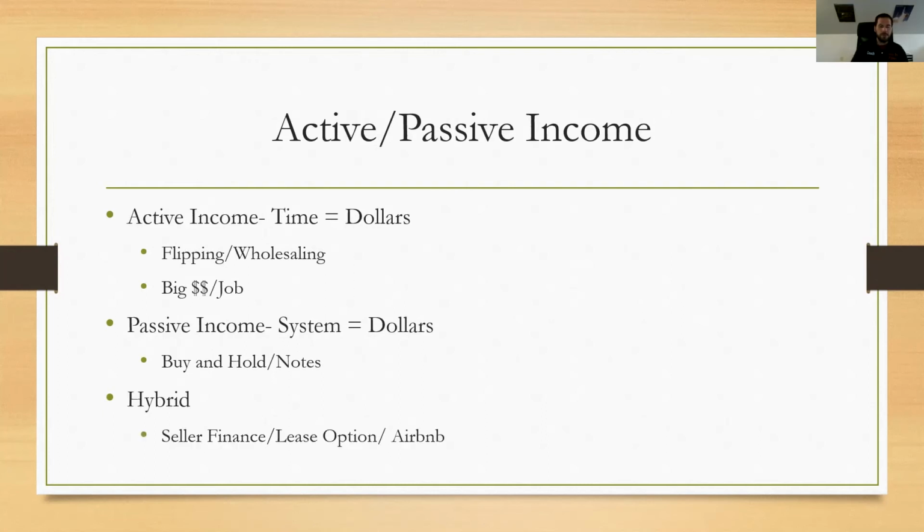Hybrids. This is kind of like the primary colors mixing together and creating some secondary colors here. So seller finance, that would be a hybrid. A lease option would be a hybrid, and Airbnb would be a hybrid of the two. Airbnb is like a buy and hold, but your turnover is exponentially higher than a regular rental. With a regular rental, someone's going to live there for X years, or X months at the very minimum.